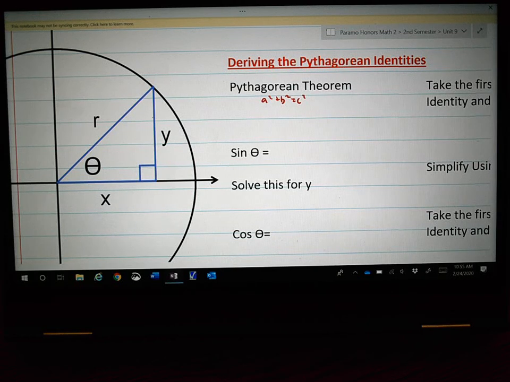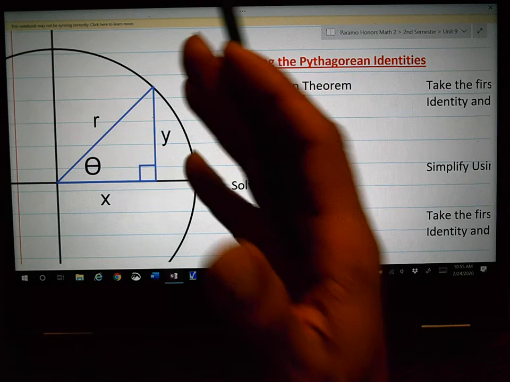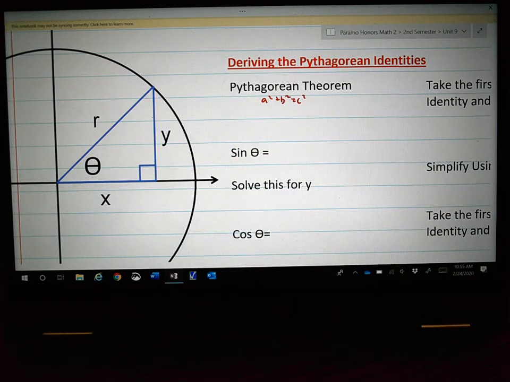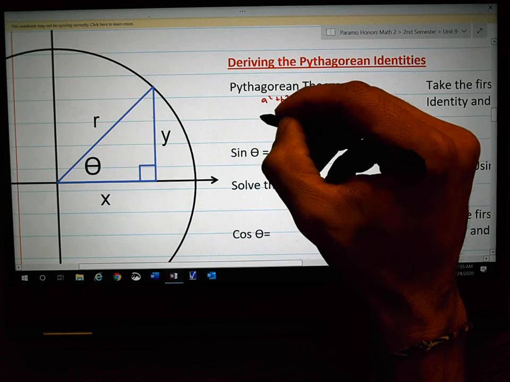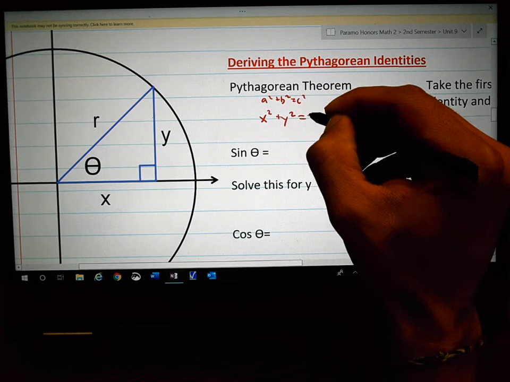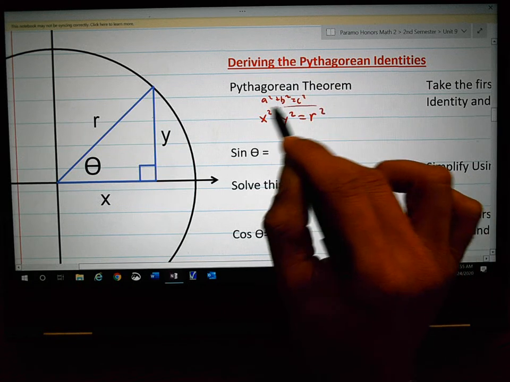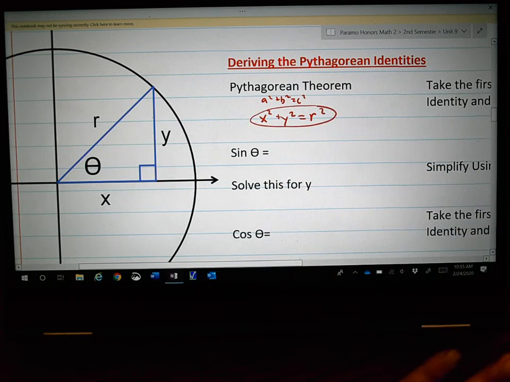So what we need to do is use the Pythagorean Theorem on these 3 variables. How about x squared plus y squared is equal to r squared? Isn't that how those 3 are related to each other? That's the first thing I need. I'm going to circle it. I'm going to come back to that later.